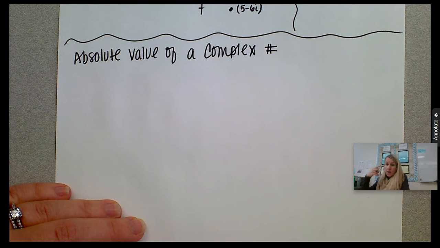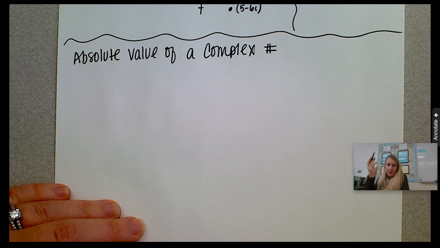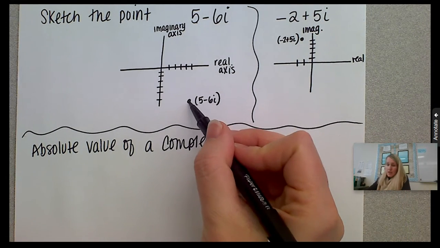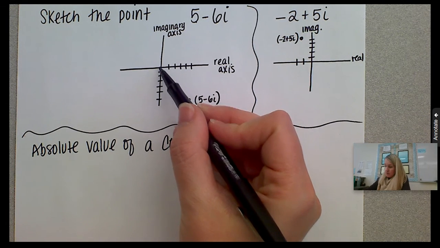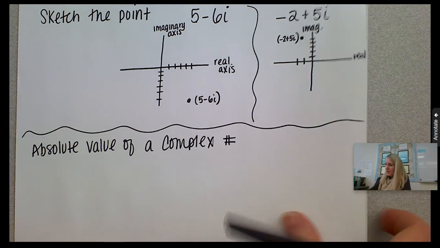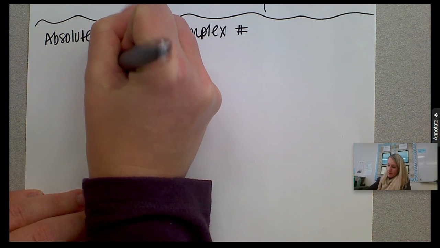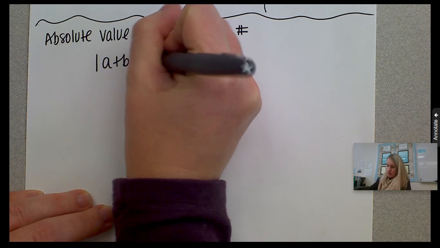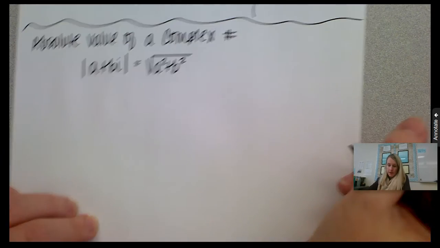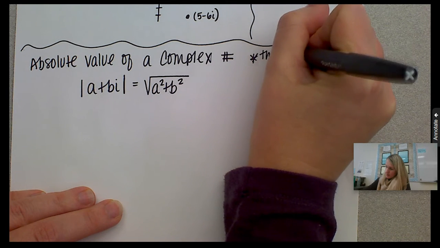Just as a reminder, an absolute value is a distance from 0, and we're talking about it on a complex plane. If you think about this point, to find its distance from 0, you would draw a line that way. It's really just the Pythagorean theorem, going over and down. So to take the absolute value of a plus bi, you use the formula, the square root of a squared plus b squared. There you go. Just as a reminder, this is the distance from 0.